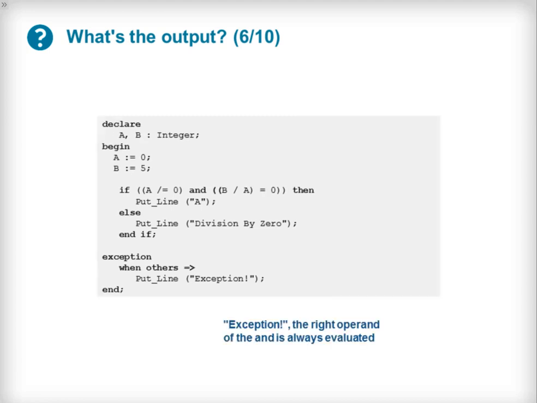The answer is the string exception was displayed. If you take a look at the conditional expression, the evaluation of the right-hand operand involves dividing B by A, which results in 5 being divided by 0, raising a constraint error exception. This example hopefully demonstrates that it is possible for exceptions to be raised by conditional expressions as well as assignments. Hopefully your compiler will have warned of this exception during compilation.